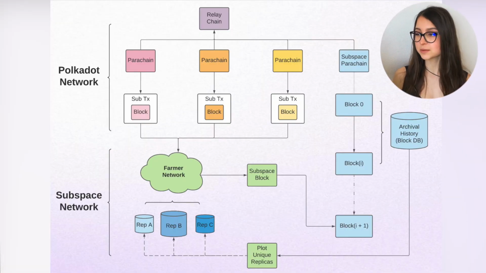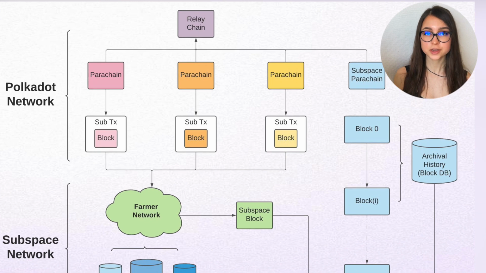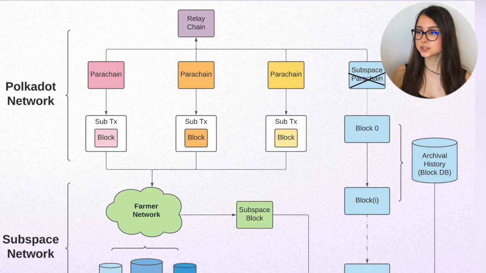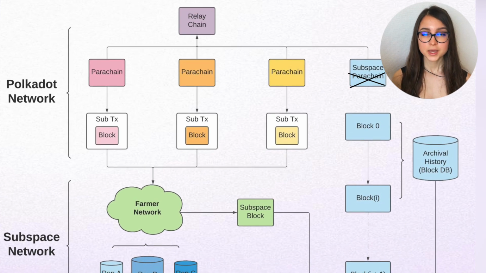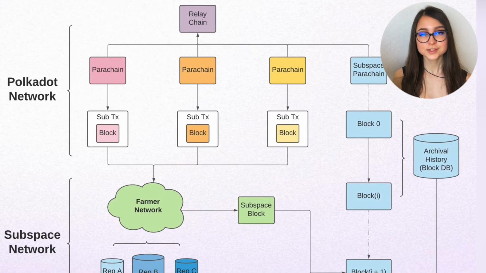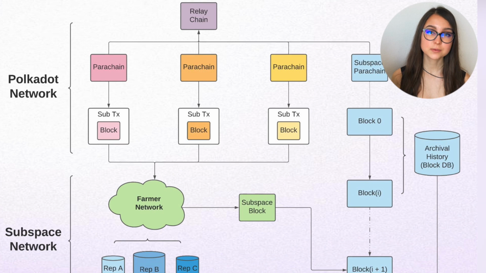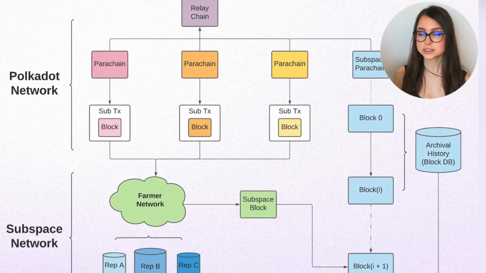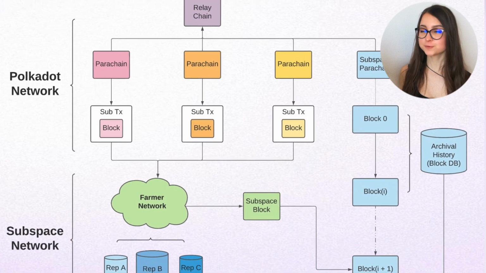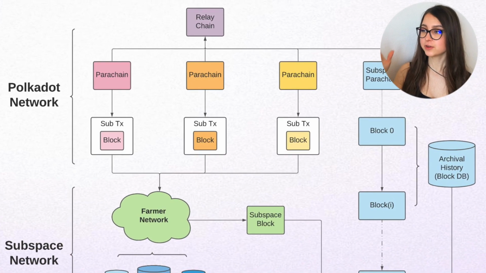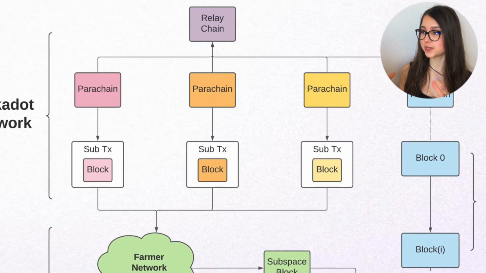As we can see, Subspace was initially planned to be a parachain on Polkadot. However, it is no longer the case because of the unique construction of Subspace that is not possible on Polkadot. However, it is still going to interact closely with Polkadot and its parachains, and it's still going to launch all new updates first on Polkadot. So here we have a beautifully interconnected system. We have the relay chain, which connects all the parachains and Subspace.